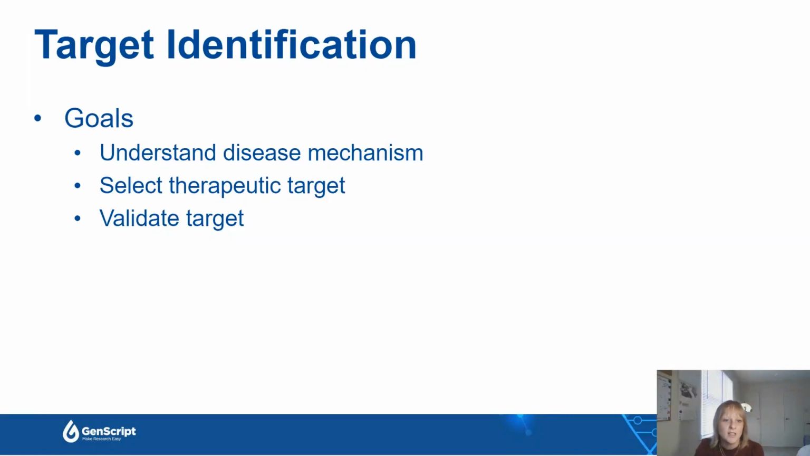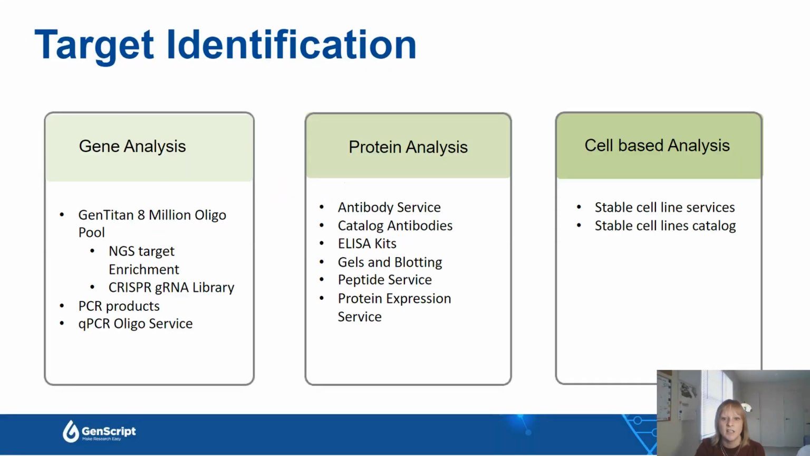So starting with target identification, the goals in this stage include understanding the disease mechanism, selecting the therapeutic target, and then validating the target. I've listed out here the different areas, gene analysis, protein analysis, and cell-based assays, that GenScript can provide solutions for your project. I won't be covering all of these, but we'll highlight a few of our most popular solutions.